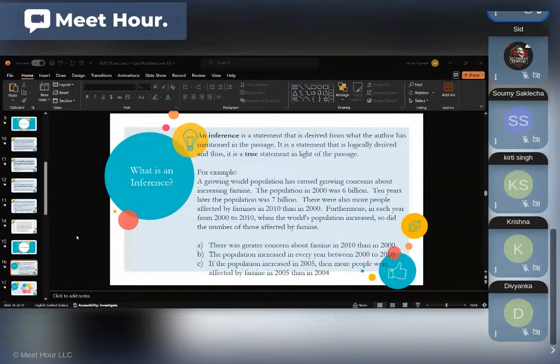Yeah, Krishna, option B is sort of weakening the main essence in that previous question. So, another tip which I told you is that the central idea cannot contradict the author. So, if option B is contradicting the author, it cannot be the right answer. All right.